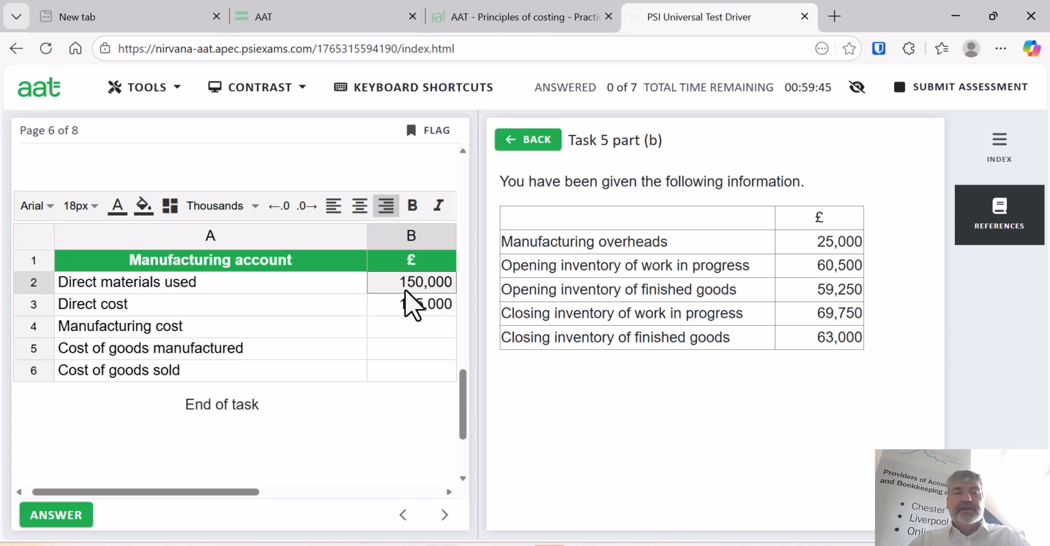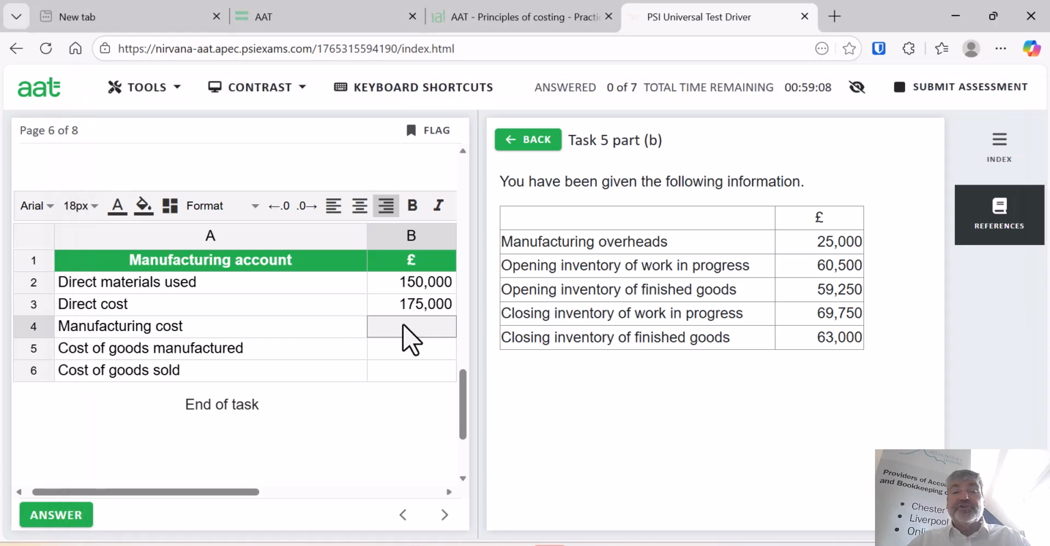The direct cost figure has been pre-populated for us, £175,000. Now what I'm asked to calculate next and input into cell B4 is the manufacturing cost. It is important going into the exam to know the order that the manufacturing report builds up in, and it's important to know the different subtotals and how to calculate them. So what do we need to do to find the manufacturing cost? In other words, the cost of all production that has happened in the period.